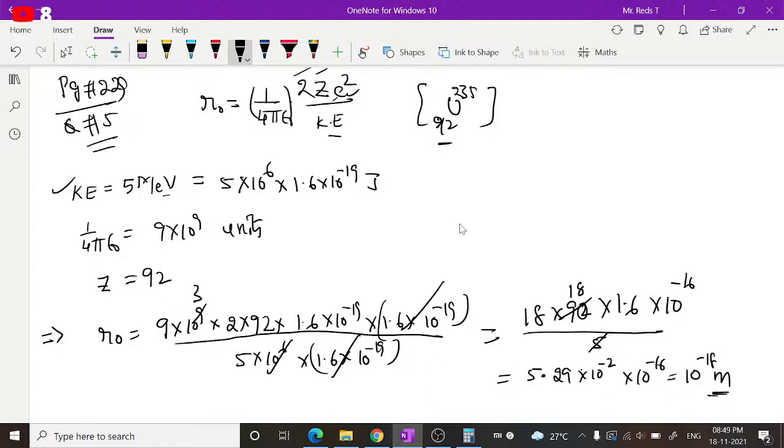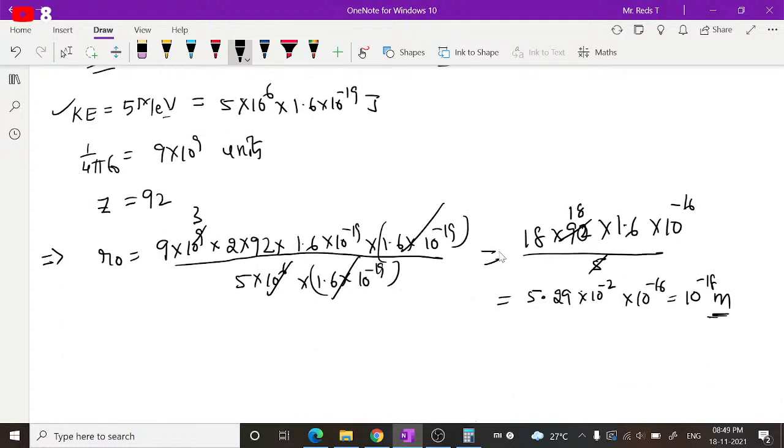But the options are given in centimeters. So how can you convert this into centimeters? You can write 10 power minus 16 into 10 power minus 2 meters, and that we can write as 10 power minus 16 centimeters. So R naught is of the order of 10 power minus 16 centimeters.